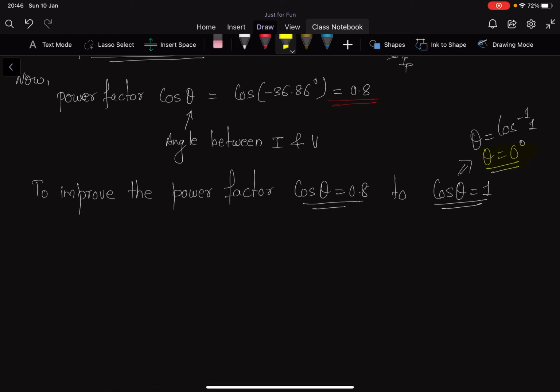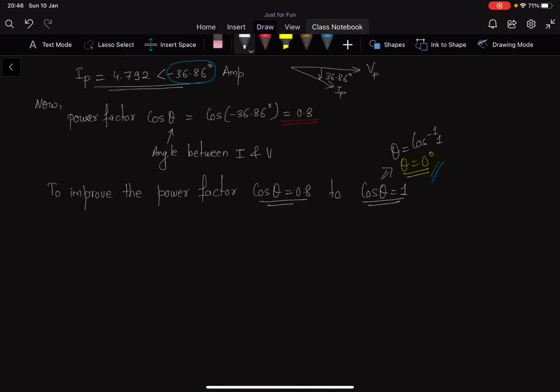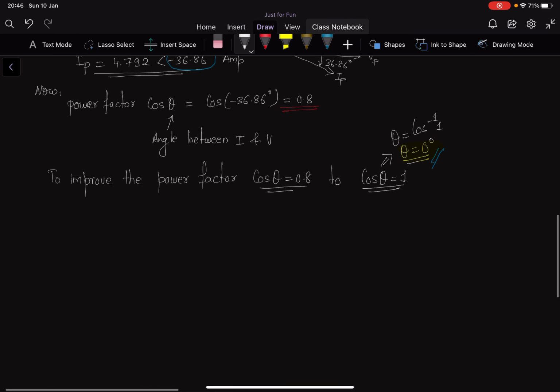So we want to make the angle 0 degrees, and that's what our focus is. To do that, we need further information. We need the active power and reactive power consumed by this load. So now we are going to find the active power and reactive power.